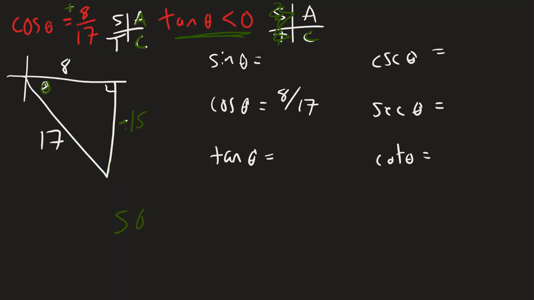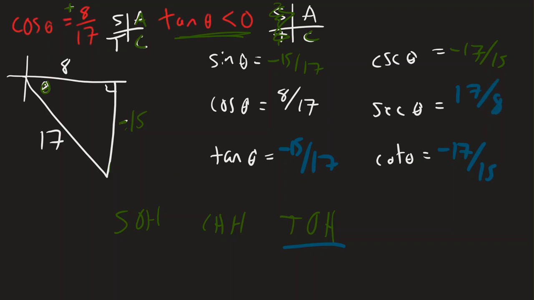But from here, it's just regular SOHCAHTOA, which you should have done hundreds of times by now. So sine is opposite over hypotenuse, and flip for its reciprocal, and tangent's opposite over adjacent, and flip for its reciprocal, and flip this one for its reciprocal.